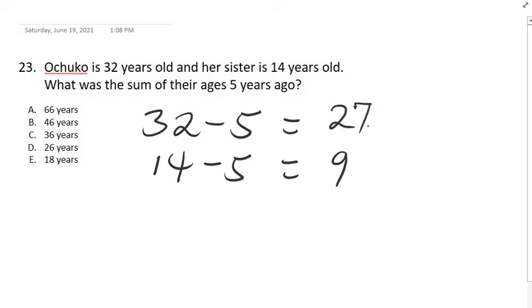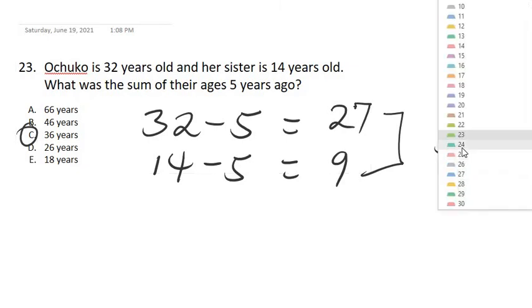27. So, what was the sum of their ages 5 years ago? 5 years ago, Ochiko was 27, the sister was 9. So the sum of their ages will be 27 plus 9, which will give us 36 years. So the right option is C.